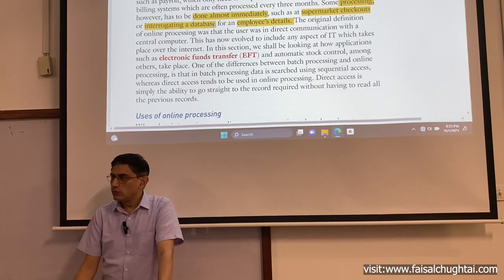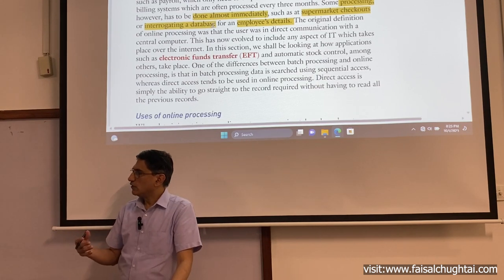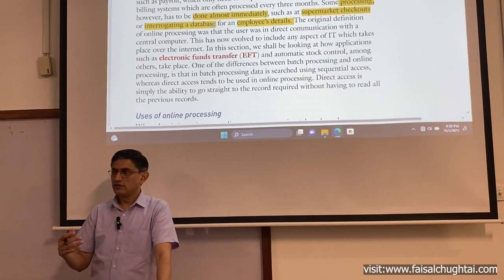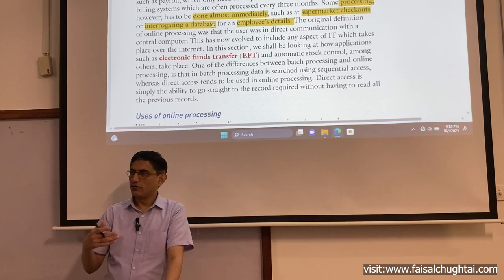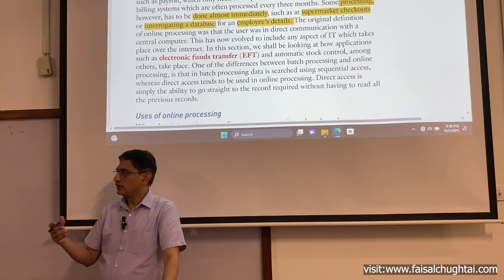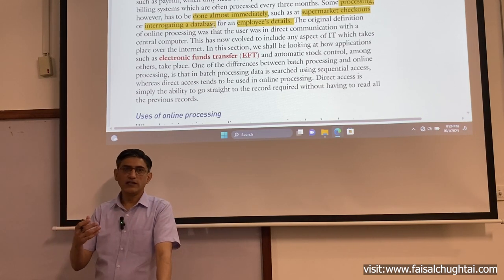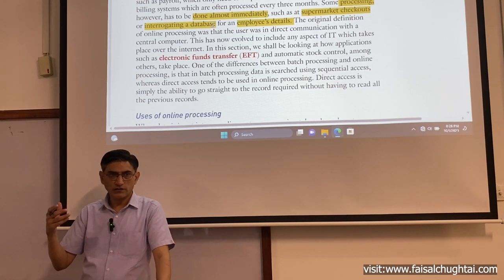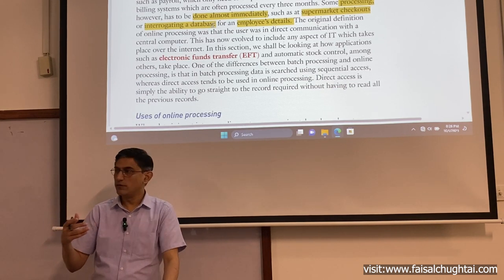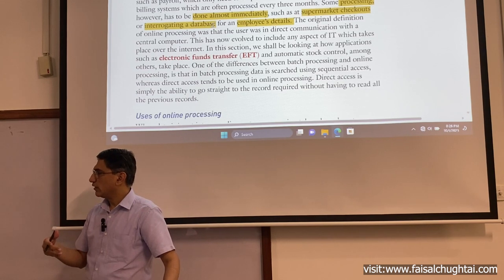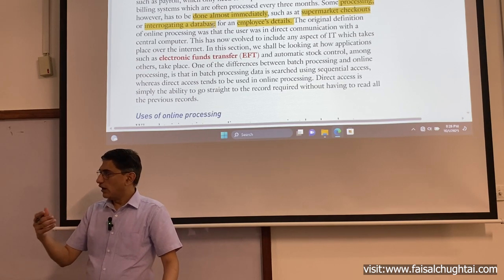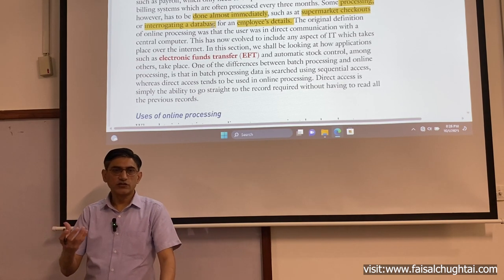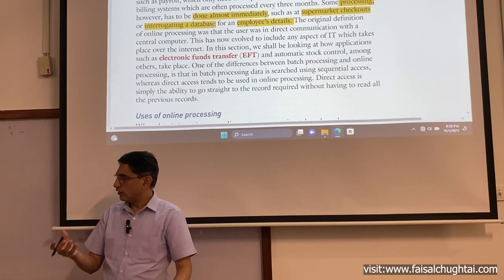Okay, what is meant by interrogating a database for an employee's details? It means searching for the record or records of a particular employee as and when it is needed. If I need to search for the information or the data of a particular employee who is working in my company, I would have to have access to it immediately without any delay.